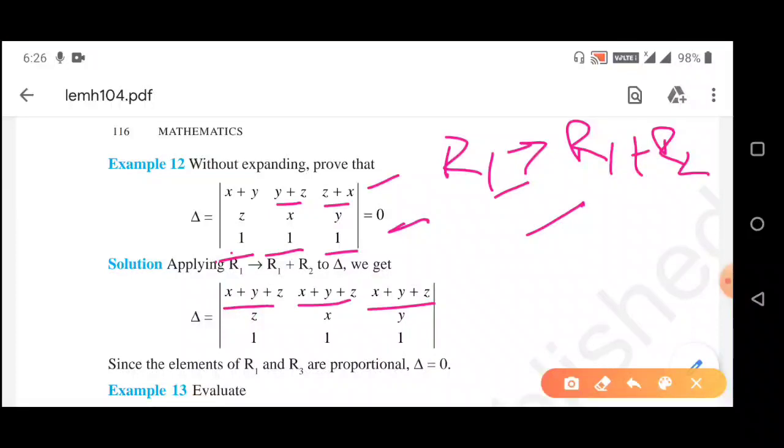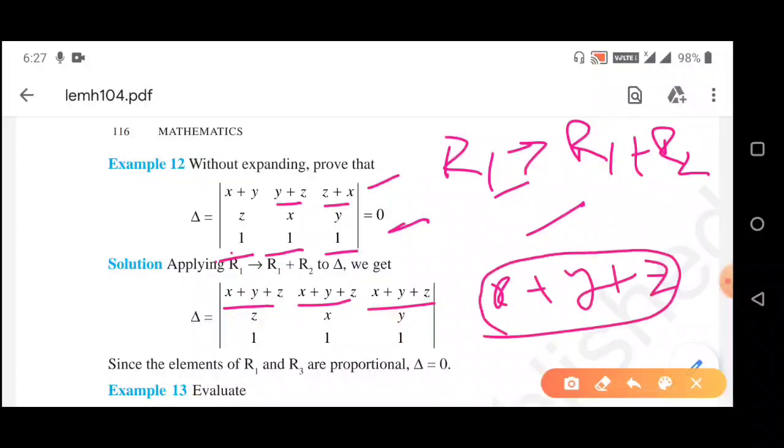Now the common factor for all the three elements is x plus y plus z, and we can take this common factor outside. If you take this common factor outside, in place of x, y, z we will get 1, here also we will get 1, here also we will get 1. So the first row and the third row will become identical. Then the value of this delta will be 0.